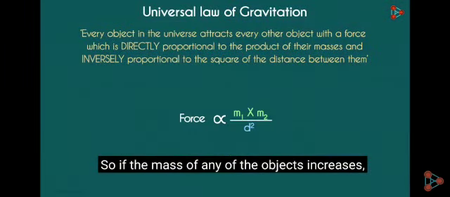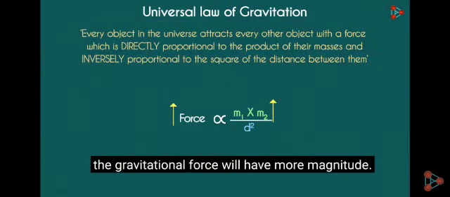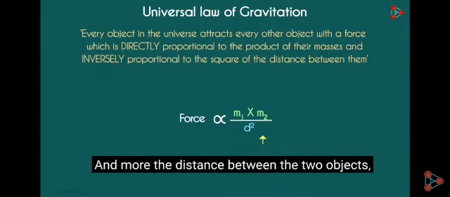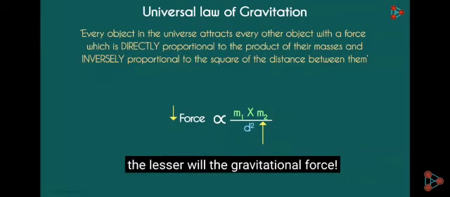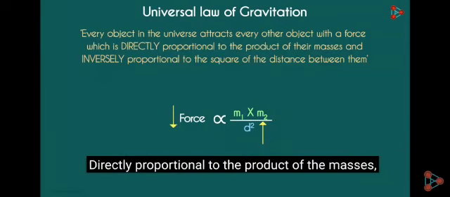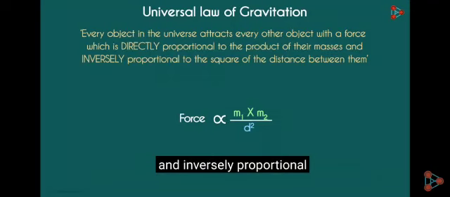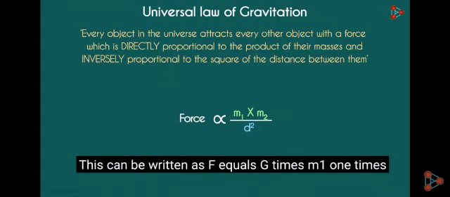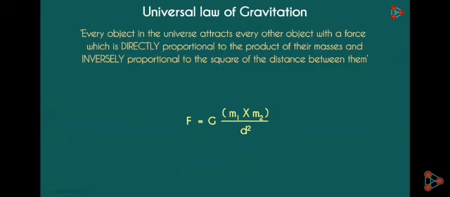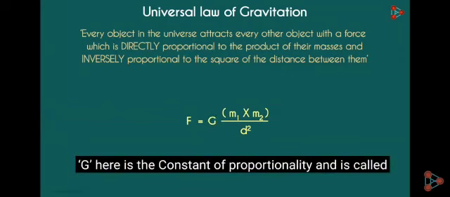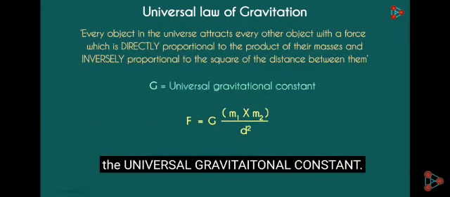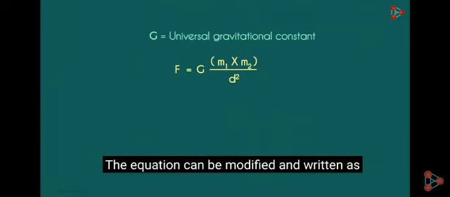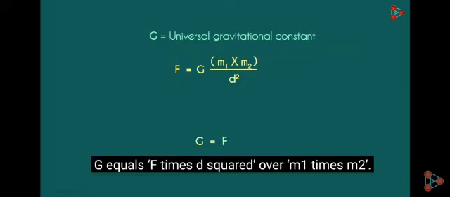So if the mass of any of the objects increases, the gravitational force will have more magnitude. And more the distance between the two objects, the lesser will be the gravitational force. Directly proportional to the product of the masses and inversely proportional to the square of the distance between them. This can be written as F equals G times m1 times m2 over d squared. G here is the constant of proportionality and is called the universal gravitational constant. The equation can be modified and written as G equals F times d squared over m1 times m2.